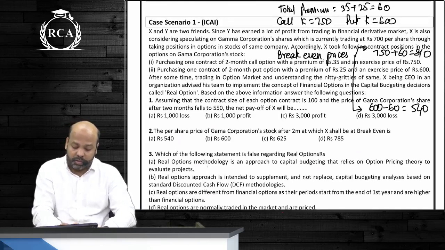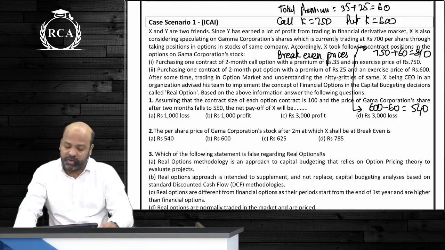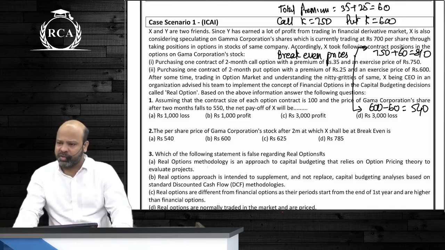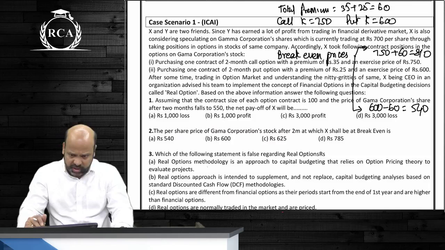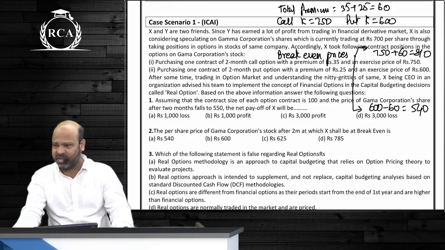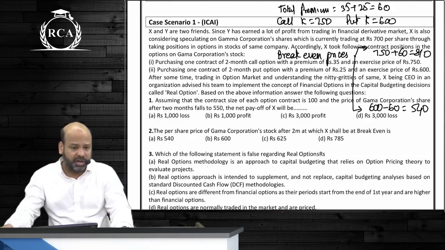X, being CEO in an organization, advised his team to implement the concept of financial options in capital budgeting decisions, called real option. Namesake, they've included a sentence on real option, so there is an MCQ based on that. Do you remember real options? Long call, abandonment option. It is normal option valuation, nothing different as such, guys, but then they relate to your business decisions, capital investments. Those are your real options.